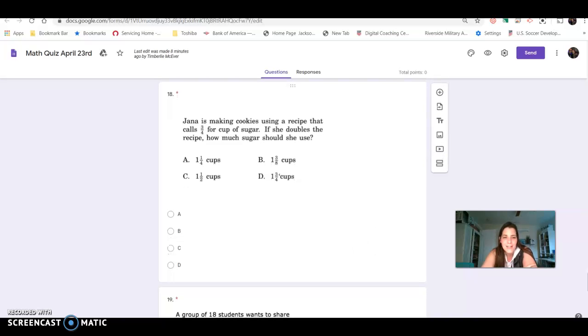18. Jana is making cookies using a recipe that calls for 3/4 of a cup of sugar. If she doubles the recipe, how much sugar should she use? So 3/4 of a cup of sugar. If she doubles the recipe, how much sugar should she use?